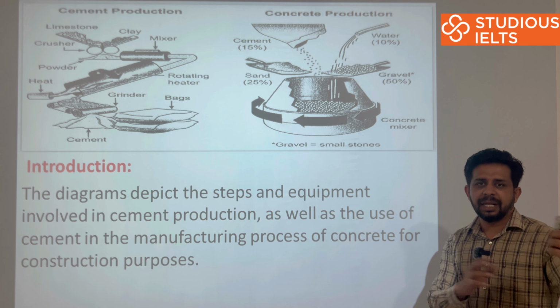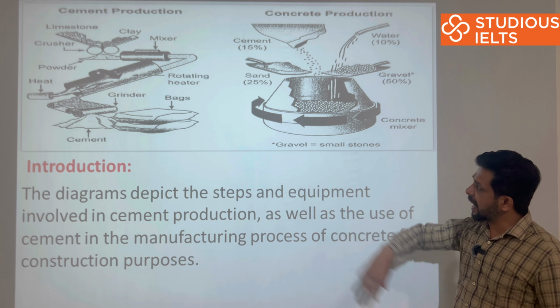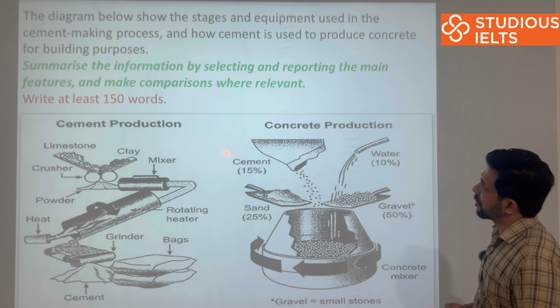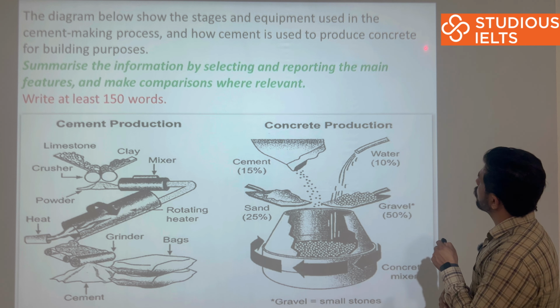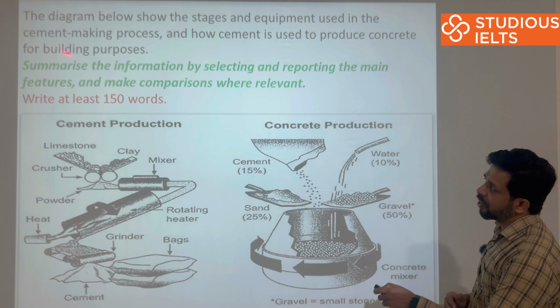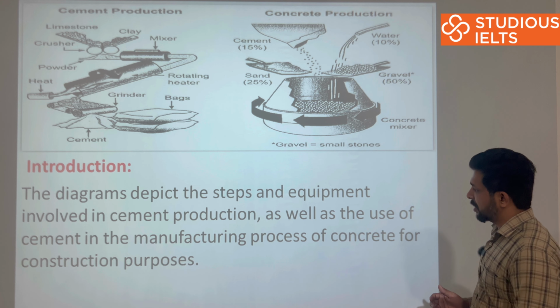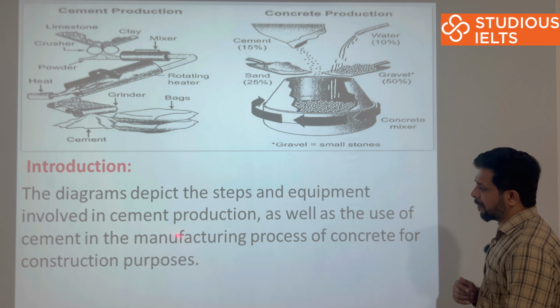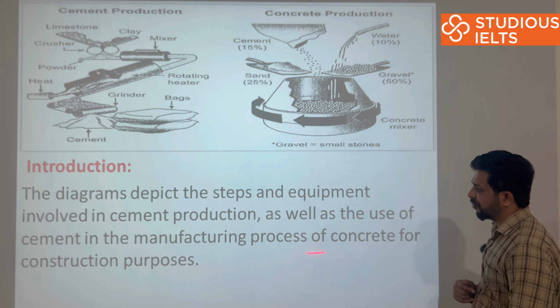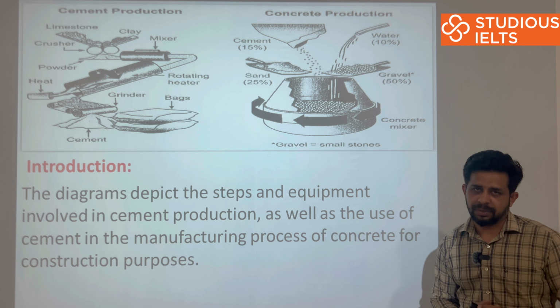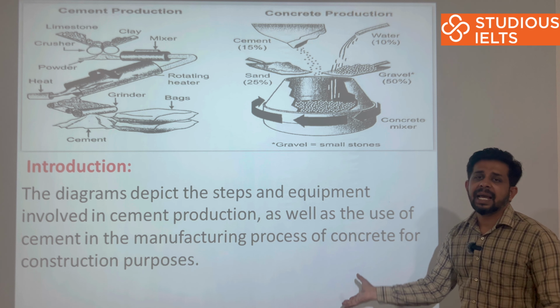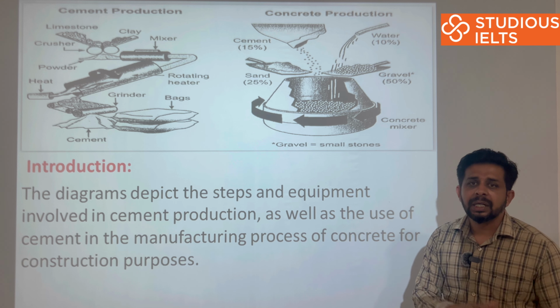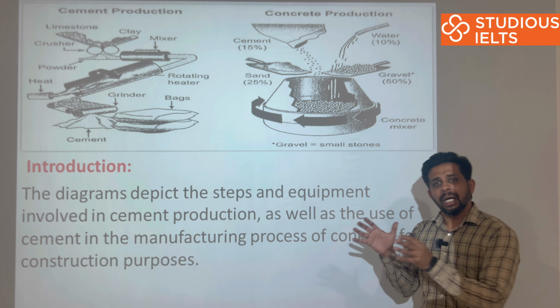So this is the direct paraphrasing of the question itself. And if we have a look at the second part of the question, and how cement is used to produce concrete for building purposes, how did I paraphrase it? As well as the use of cement in the manufacturing process of concrete for construction purposes. So this is the same thing we have mentioned in our introduction, but in a paraphrased manner.